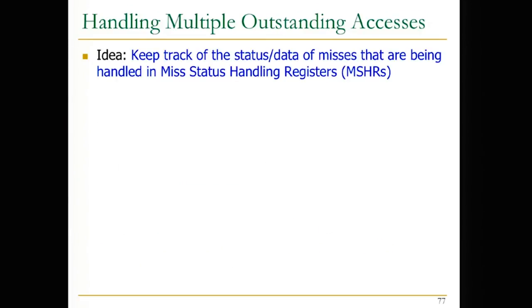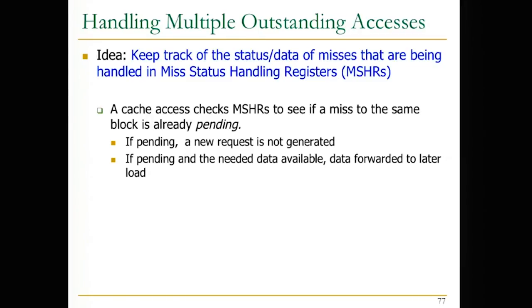And the idea is very simple, basically. You need to have another buffer, right? That's the idea. You need to keep track of the status and data of the misses that are being handled by the cache in some other buffer. That buffer in today's processors is called miss status handling registers, or miss buffers, or miss request buffers. And whenever you access a cache, let's say you miss in the cache, you check the MSHRs. That's called an MSHR also, miss status handling registers.